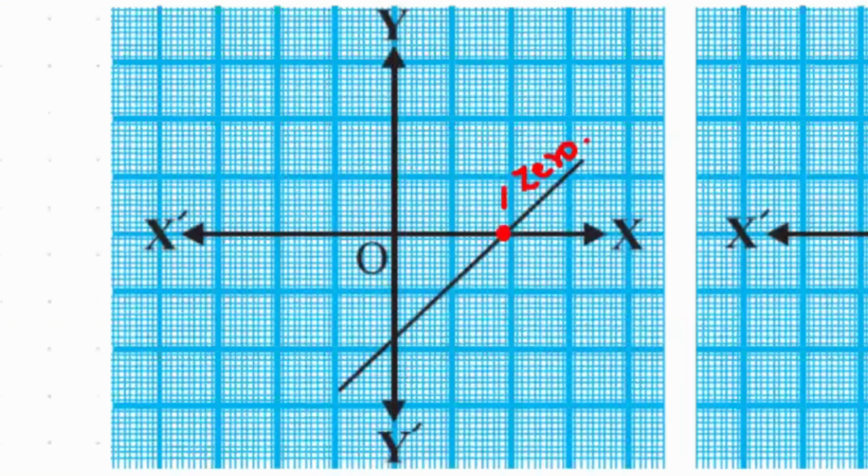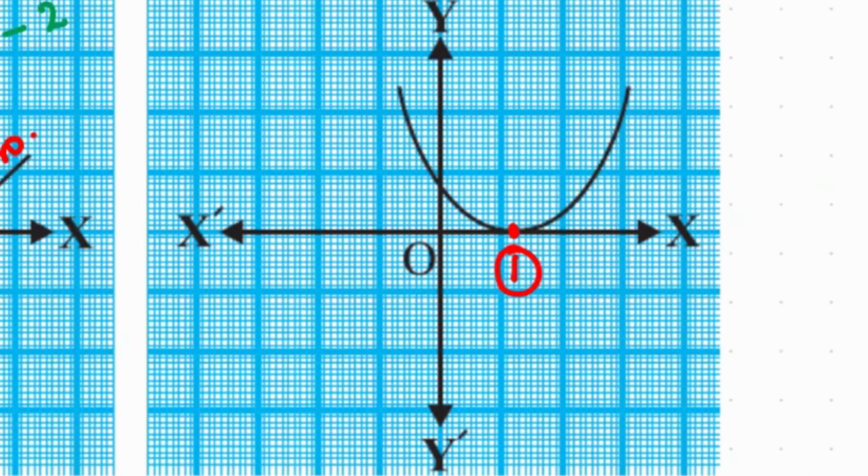And here, if I mark these as 0, 1 and 2, I can say in this graph, there is 1 zero for the polynomial and the zero is 2. Zero means it is the value of x. So here you can clearly see that the value of x coordinate is 2 here. So the zero of this polynomial is 2. Here also you can see the value of x. This also has only 1 zero and the value of x here is 1. So you can see there is only 1 zero for this quadratic polynomial and the zero is 1.